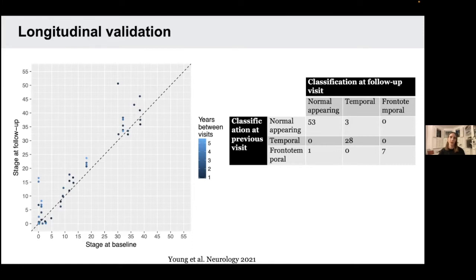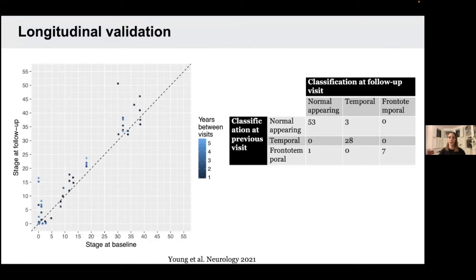So we divided people into either one of the two subtypes, or we classified some people into a normal appearing group if they had no appreciable atrophy. And we found that 91 of the 92 visits were longitudinally consistent, meaning that the subtype either remained the same at follow-up or an individual progressed from normal appearing to a subtype. And we can see in the table that no one moved between subtypes, which is good. We had three individuals that progressed from normal appearing to the temporal subtype, and one individual that regressed from the frontotemporal subtype to normal appearing.